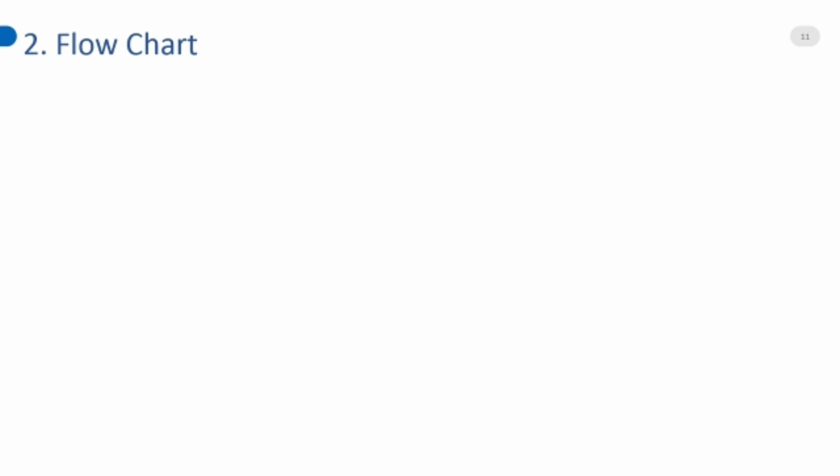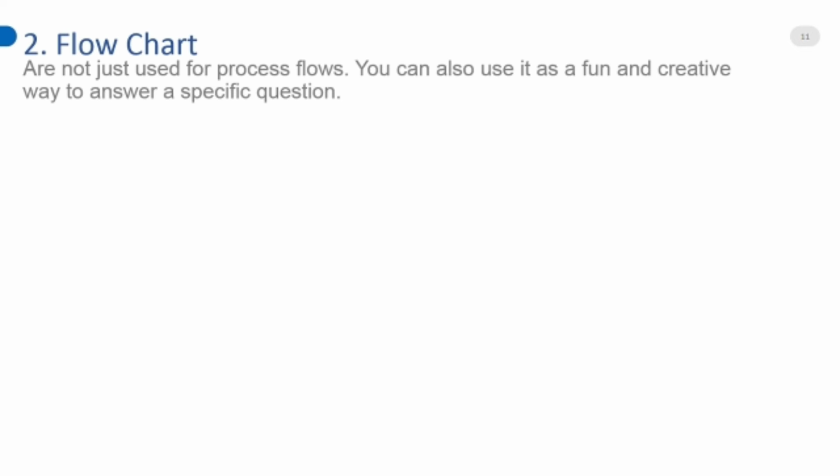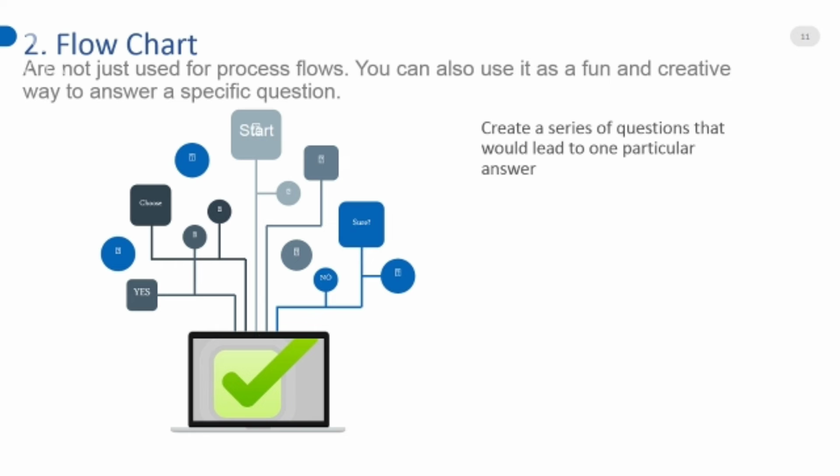The second style is a flow chart. In this case, you can use a lot of processes and flows, and you can also use it as a fun and creative way to answer a specific question. If you think about a flow chart, we always have a starting point. You have a starting point, you go somewhere, you can have yes or no. If it's yes, they move here. If it's no, they move to a different process and a different pathway.